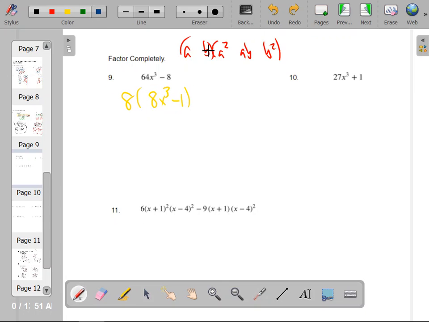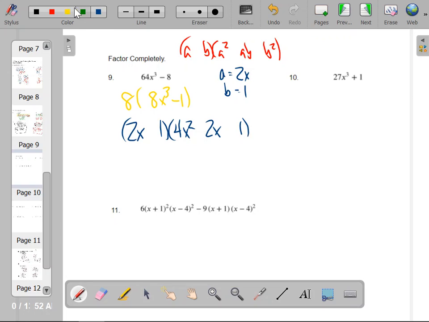So if it helps you to write them out, a would be 2x and b would be 1. It doesn't matter that it's negative. Sometimes that bothers people. Just leave the negative alone. 1 cubed is 1. Now I'm going to use the rule. A and b are 2x and 1. So 2x, 1. A squared, 2x times 2x is 4x squared. Remember, it's a quantity squared. 2x times 1 is 2x, and b squared is 1.